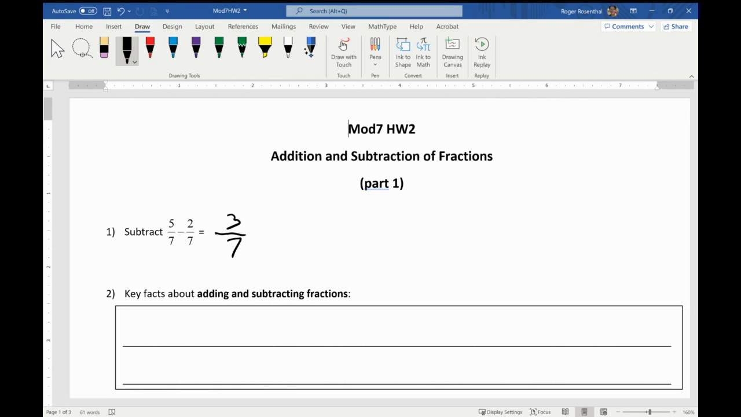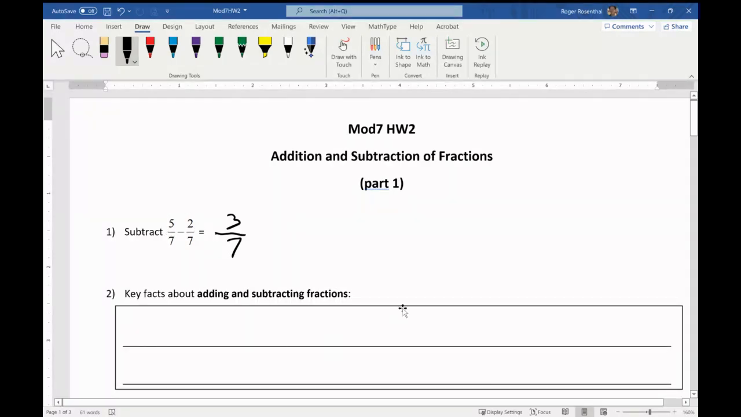How do you subtract fractions? Again, they have to have common denominators. If they don't, you can't do it. If they do, you don't subtract the denominators. You don't do 7 minus 7 and get 0. You just copy the common denominator over. And then the numerator, you simply do what it says. 5 minus 2 is 3. So that's how you subtract fractions.